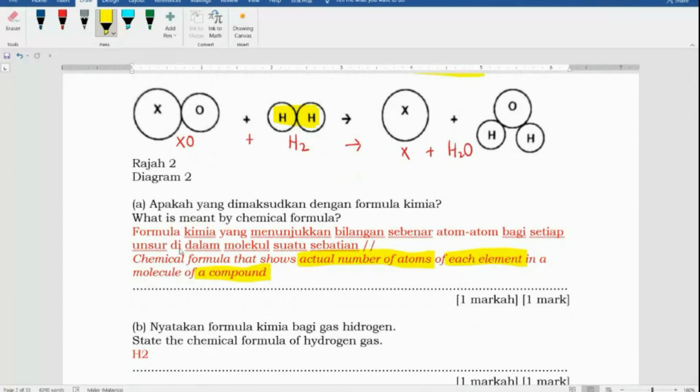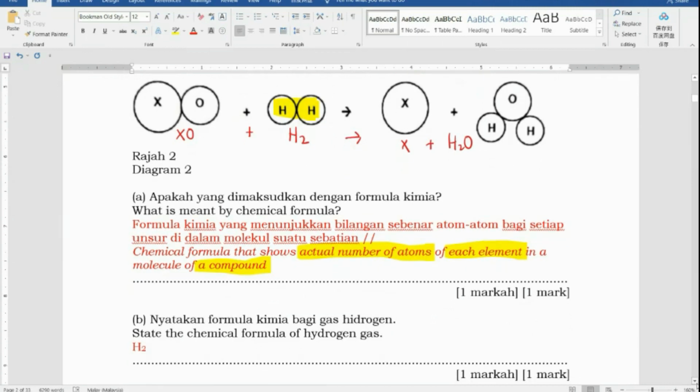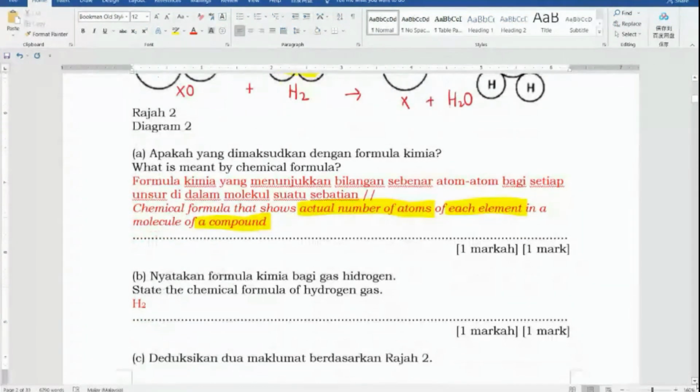Okay, it's a formula H2. This one will be subscript. Normally we will write like this, H2. Okay, thank you, Jerome. C.